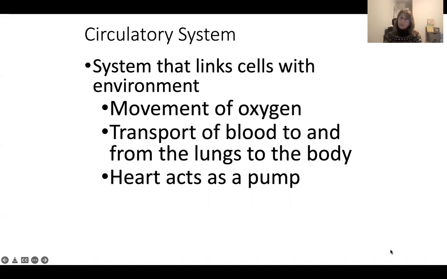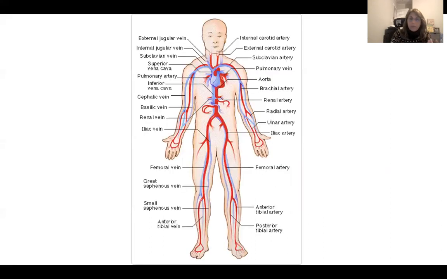Our circulatory system is the system that links all of our cells with the external environment, because we're inhaling oxygen through our respiratory system, but that oxygen is entering into our circulatory system in the blood and being transported all over the body. Our heart, thankfully, pumps that blood around the body all the way down to your littlest toes. And then the blood will remove the waste and bring that back up.